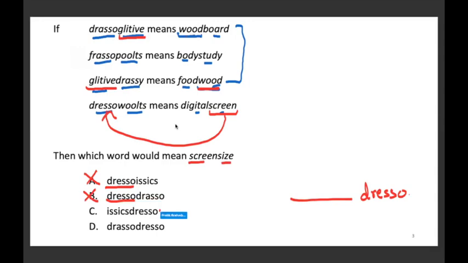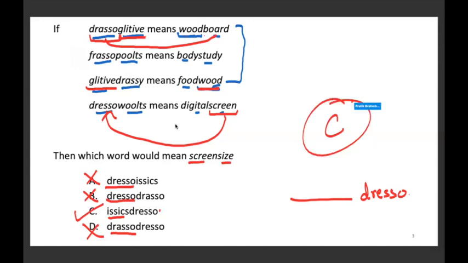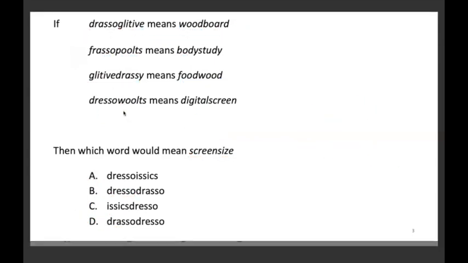विथ केस ऑफ ऑप्शन सी और डी जो बच जाते हैं, एक में आगे आइसिक है और ड्रेसो है. नाउ ड्रेसो आई ऑलरेडी नो, ड्रेसो मीन्स बोर्ड. ड्रेसो का कॉरस्पॉन्डिंग वर्ड इज बोर्ड. सो डी गलत है, सी इज द करेक्ट आंसर. ओके, मूव टू द नेक्स्ट वन.